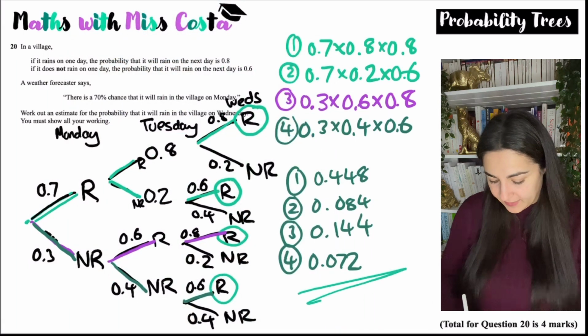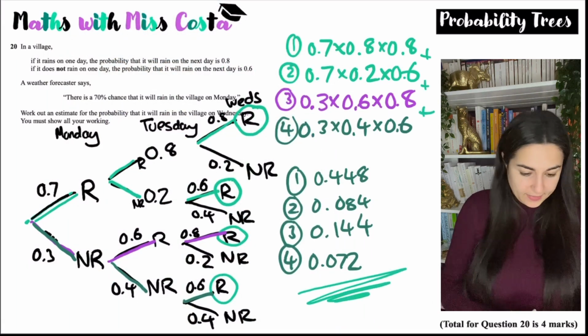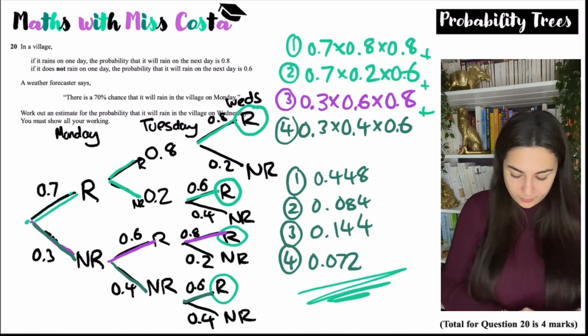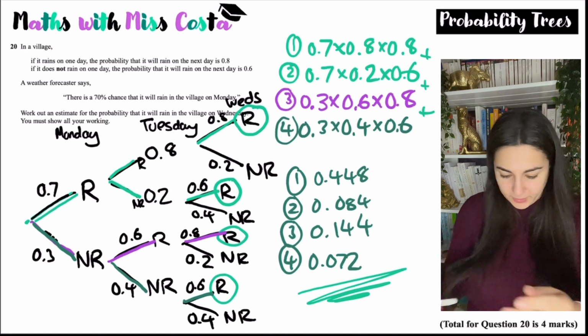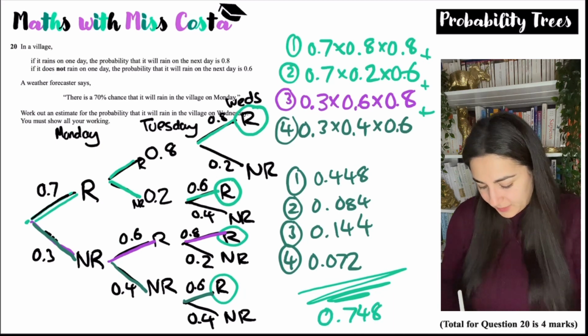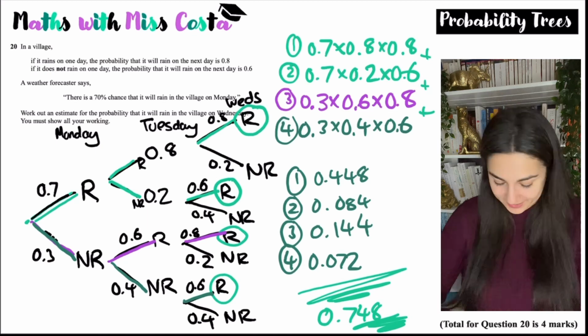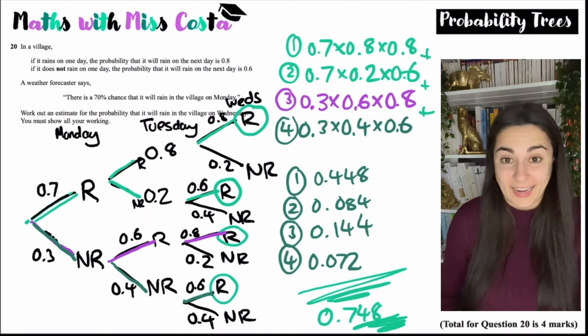So they're all the probabilities, and what I do at the end, once I've worked out all the probabilities, I add them together. So that plus that plus that plus that. So add them all together, plus 0.144 plus 0.084 plus 0.448 is 0.748. So the probability that it will rain in the village on Wednesday is 0.748.